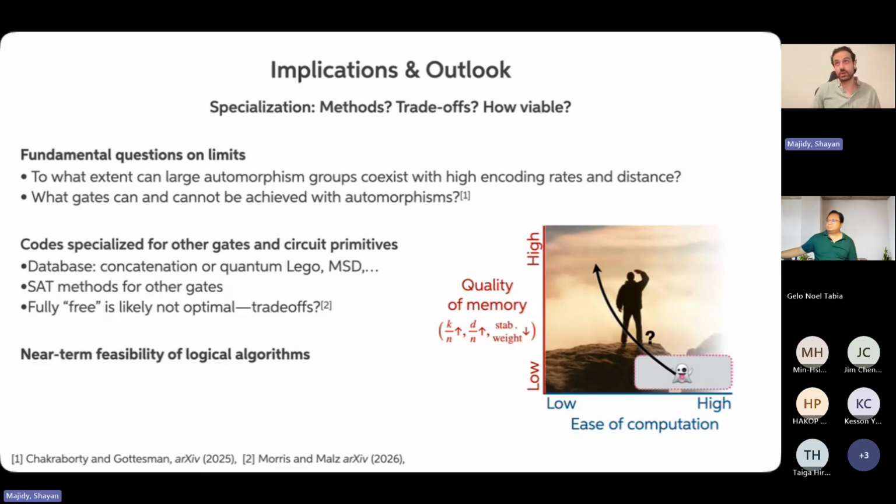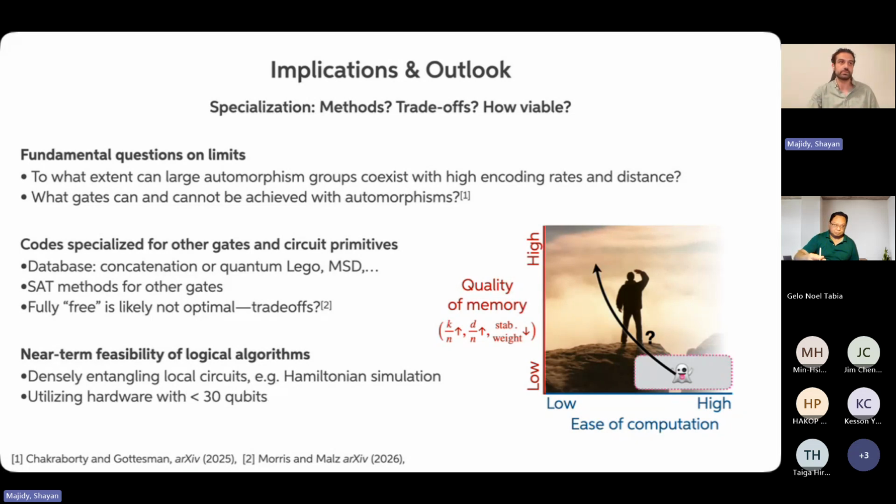That said, there are questions around near-term feasibility of logical algorithms. So phantom codes are really optimized for densely entangling logical circuits. So Hamiltonian simulations seem one viable approach, utilizing hardware with, say, around 30 or fewer qubits. I think you turn to the database. And a lot of people have asked me, my academic lab doesn't have the same number of physical qubits as, say, QuEra or IBM. What do I do with 20 or 30 qubits if I want to do quantum error correction? Well, you need smaller codes, and we now have a full database of all the small codes.